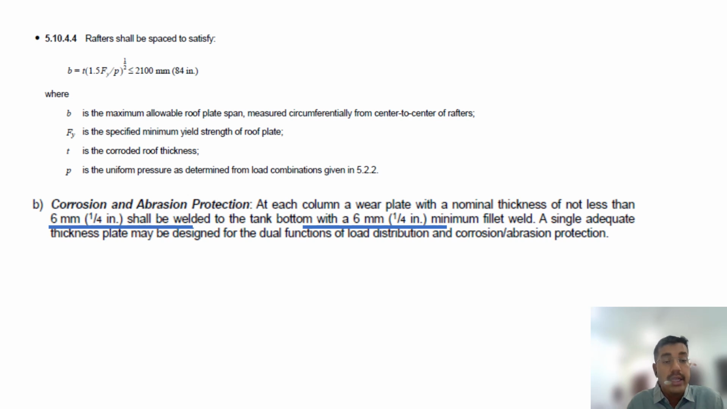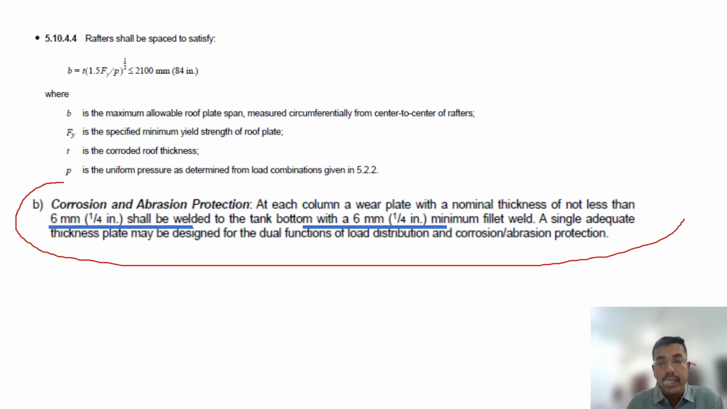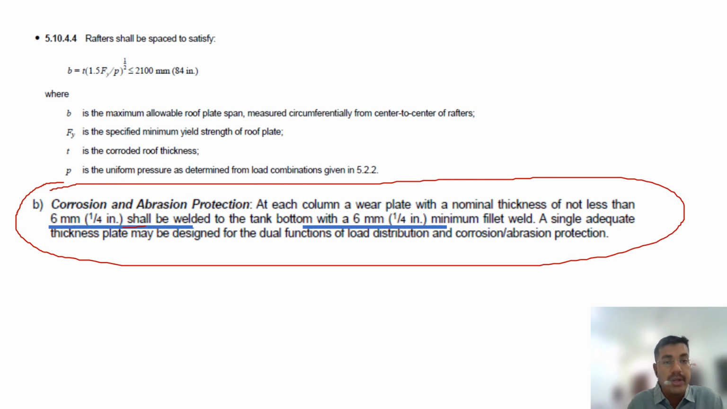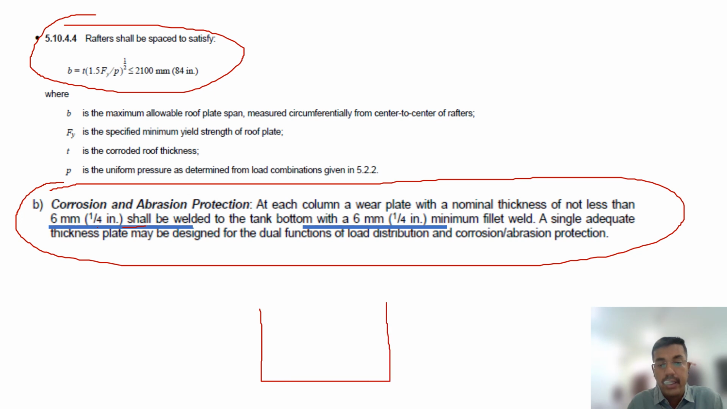Corrosion and abrasion. This is very important. You have to remember this. This is a closed book question. Rafters shall be placed to satisfy this formula, which is not so important. This is important: what happens when there is a tank? There may be one column or many columns, three or four or different numbers of columns as per the design.